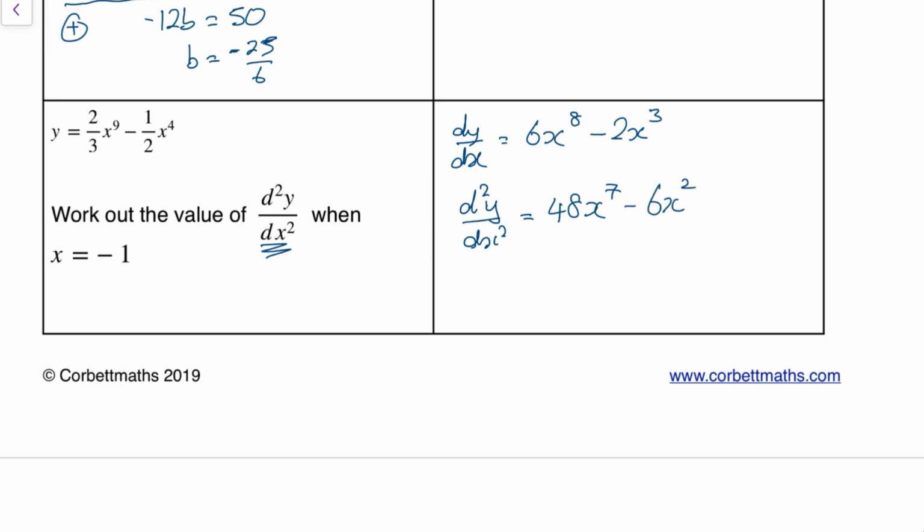And after all that, I need to put the value of minus 1 in, so let's do this carefully. So at x equals minus 1, d2y dx squared is equal to, well, minus 1 to the power of 7 is still minus 1, so that's going to be minus 48. And minus 1 squared is 1, so that's minus 6, which means my final answer is minus 54. And that's it, question done.